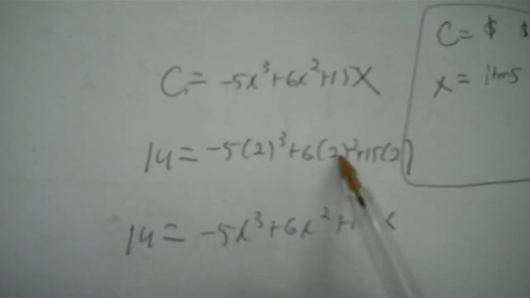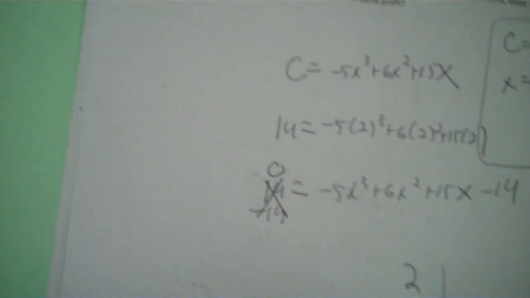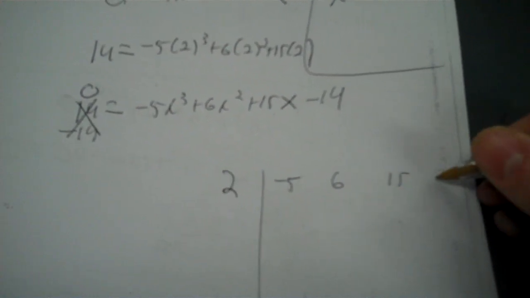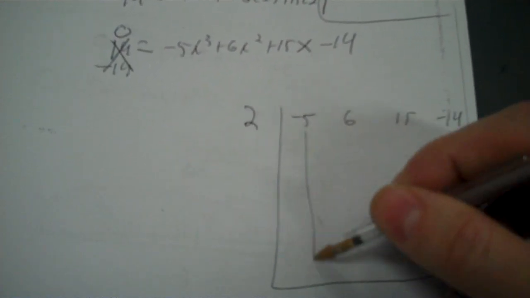Now there would be 3 roots, and guess what? You already have the first one. You don't have to apply the rational roots theorem. You just had 2 in for x, so you put 2. Now I set up my synthetic division, but you got to clear the 14, okay? All these story problems, you got to clear one side. So you got negative 5, 6, 15, negative 14. So I drop him.